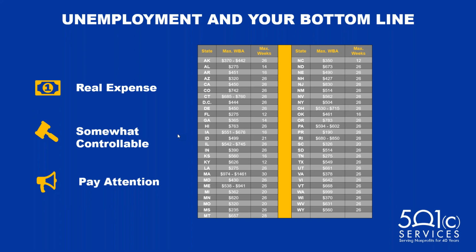Okay, so this chart here is just to illustrate the maximum benefit amounts in each state and how many weeks a person could collect. Just looking at the state of Washington, right? $999 is the maximum benefit amount for 26 weeks. That's $25,974, that one unemployment claim. Obviously that's max liability, but that's how much one unemployment claim could cost you. So it is a real cost, and this is why we want to talk about how to manage those costs to the best of your ability.